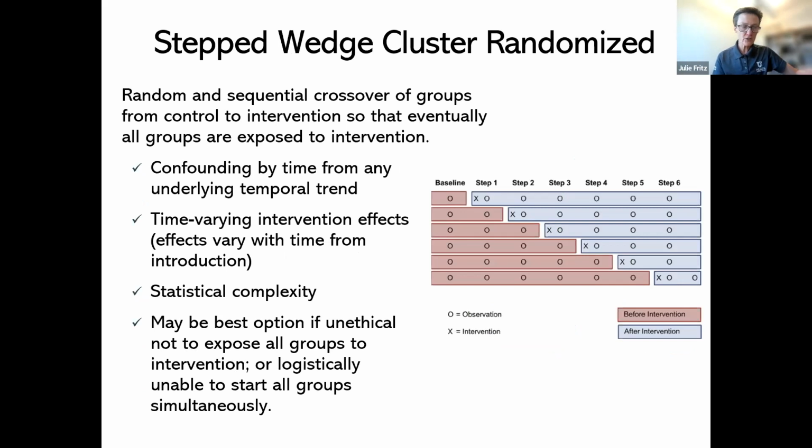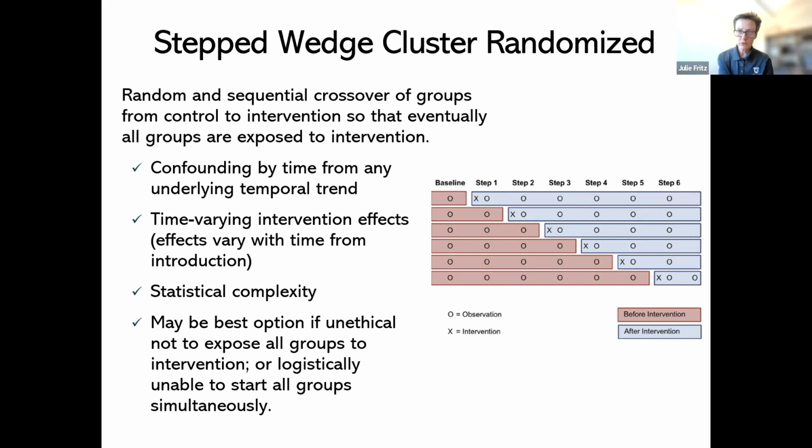And finally, a stepped wedge cluster randomized design. And this is really the same as the previous slide, but the randomization, or the implementation, I should say, of the intervention occurs in this stepped procedure. Often the reason why we do this is it's not ethical or appropriate to not make sure that all groups eventually get treatment. And often logistically, if you're really ramping up or starting a treatment that's very complicated, to do it across all the sites in your study at the same time is hard.